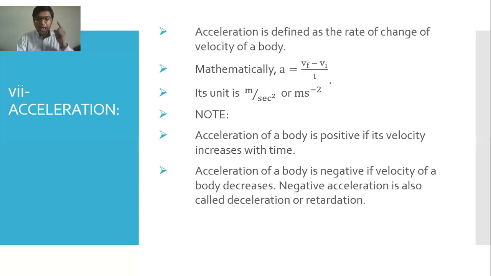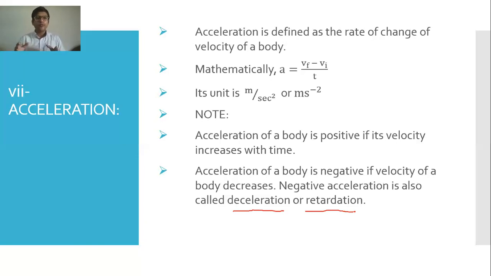While acceleration of a body is negative if the velocity of a body decreases. Negative acceleration is also called deceleration or retardation. It means that if the acceleration of a body is negative, it shows that the velocity of the body decreases. So this is about acceleration. Acceleration is a rate of change of velocity, and whenever acceleration is positive, it shows that the body is increasing its speed, while if the acceleration is negative, it shows that the body is decreasing its speed.